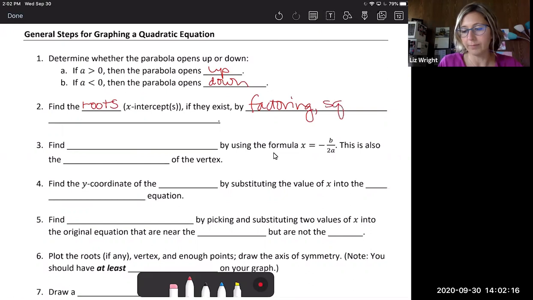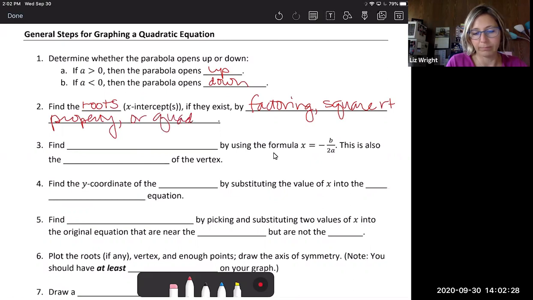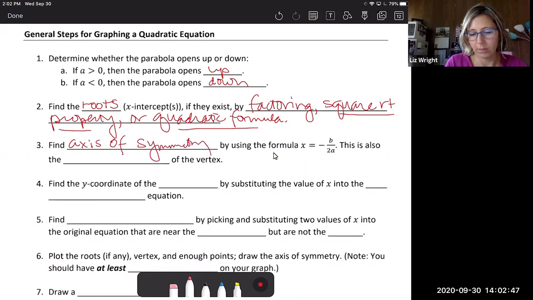Square root property. Or quadratic formula. Typically for this class, what I show you is we're going to either work with square root property or quadratic formula. So we'll use one of those two methods. Next, we're going to find the axis of symmetry. And how do we do that? We use the formula of x equals negative b over 2a. So that is going to be our axis of symmetry.